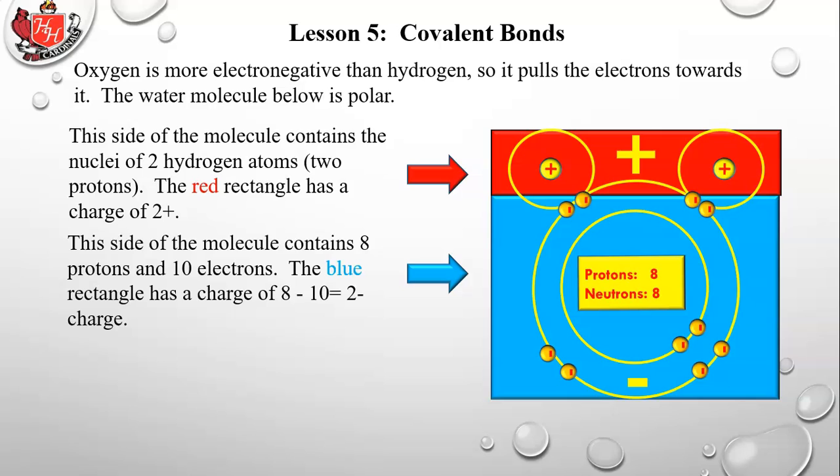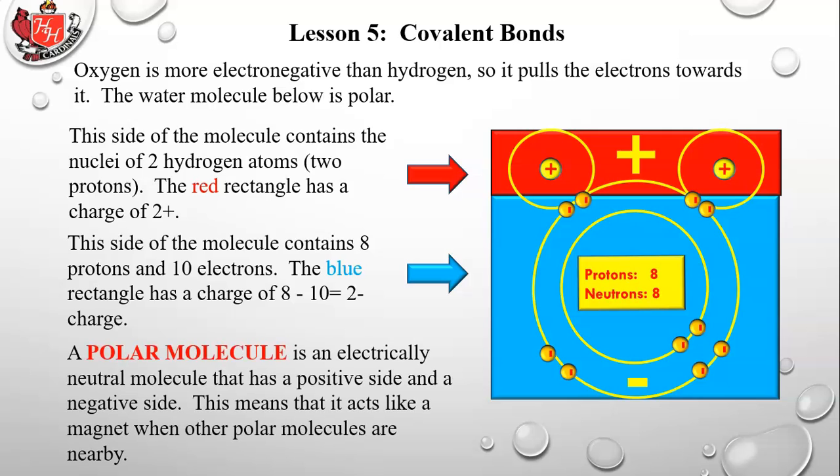But the electrons get pulled down toward the oxygen because it's more electronegative. That makes the oxygen side of a water molecule a little bit more negative, and the hydrogen side of the water molecule up on the top in the red a little bit more positive.